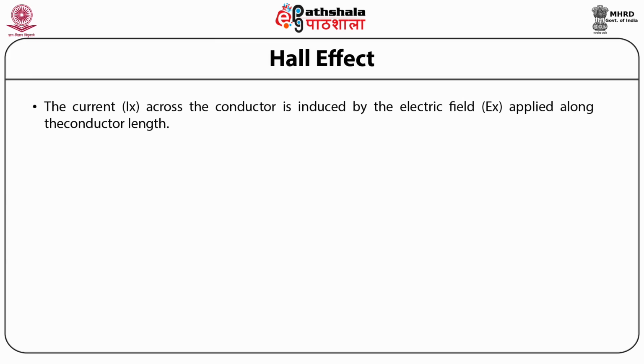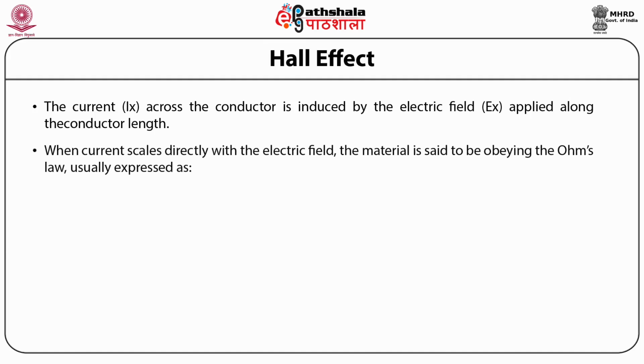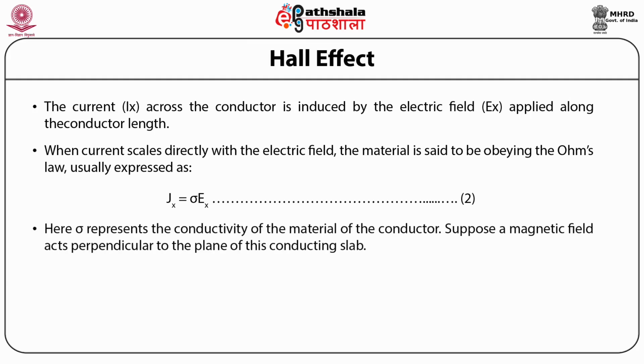Current Ix across the conductor is induced by the electric field Ex applied along the conductor's length. When the current scales directly with the electric field, the material is said to be obeying Ohm's law, usually expressed as Jx equals sigma into Ex. This is represented as equation 2. Here, sigma represents the conductivity of the material of the conductor.